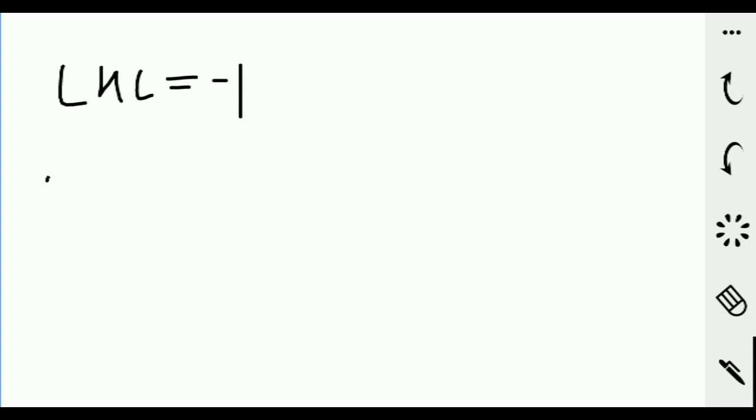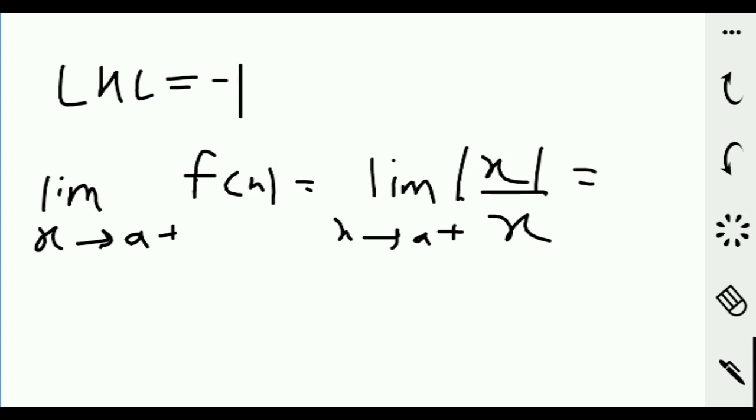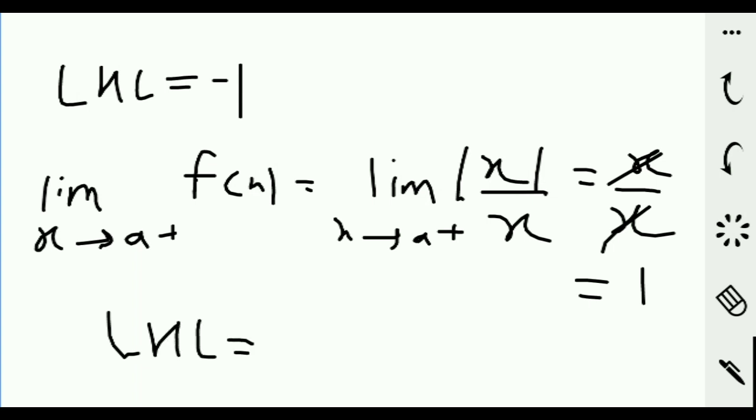And how can we find the right hand limit? That will be like this: limit x tending to 0 positive of f of x, which is given as mod x divided by x. If we put any value a little bit greater than 0, then that will be a positive value only, so here it will come x, and here it will come x. If we cancel this out, we will get 1. So the left hand limit we got is minus 1, but the right hand limit we got is 1.